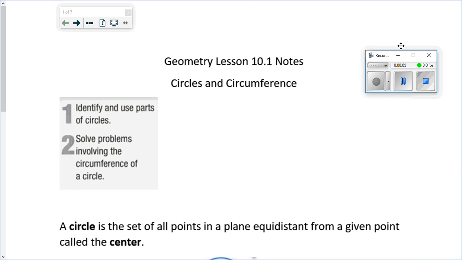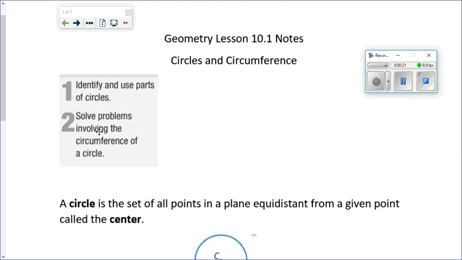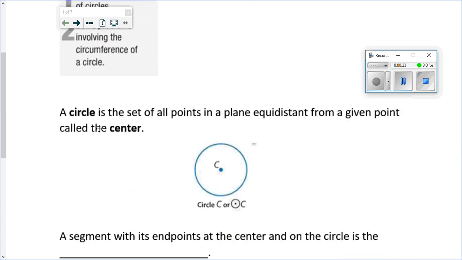But we're going to go ahead and start with 10.1, which is talking about circles and circumference of a circle. Okay. So our objectives today, we're going to identify and use parts of circles, as well as solve problems involving the circumference of a circle. So a circle is the set of all points in a plane equidistant from a given point, called the center. Okay. So, guys, it's just defining what a circle is.